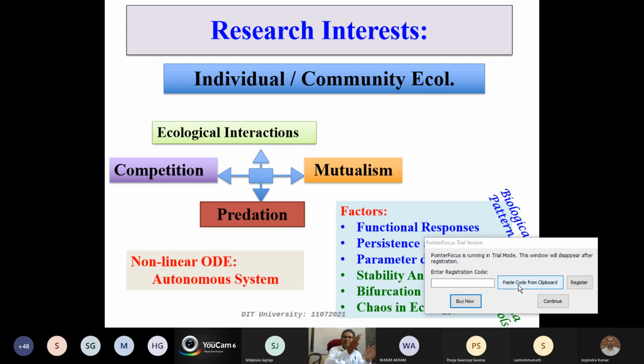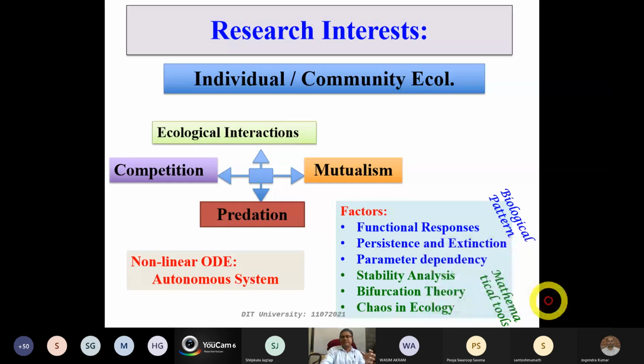So I'm talking about at the community level, how the whole community will work. It looks simple: not going through the individual, but going through the community presence or community impact on the ecosystems. So if we are talking about community ecology in the ecosystem, we have mainly three types of interactions, isn't it?